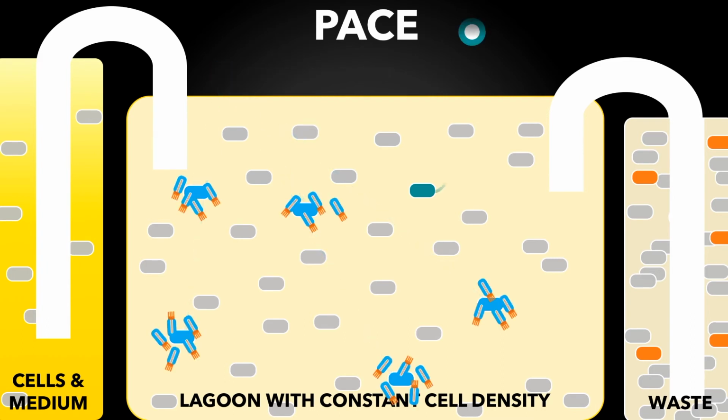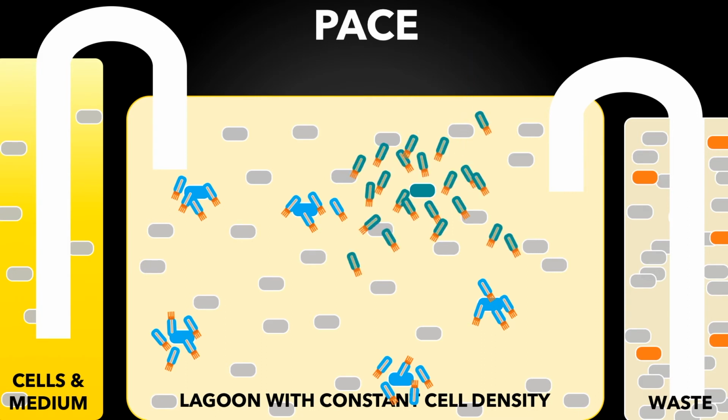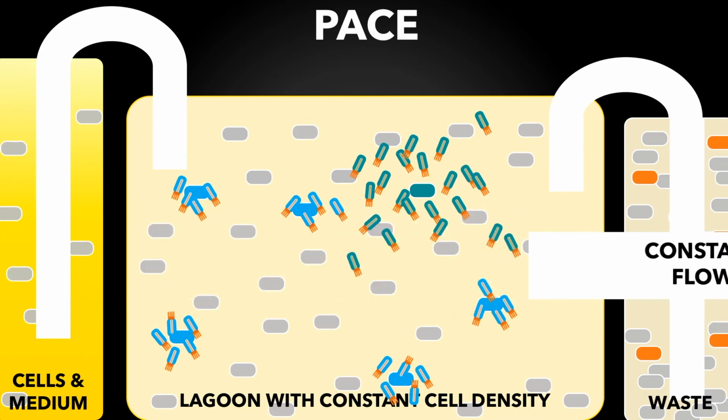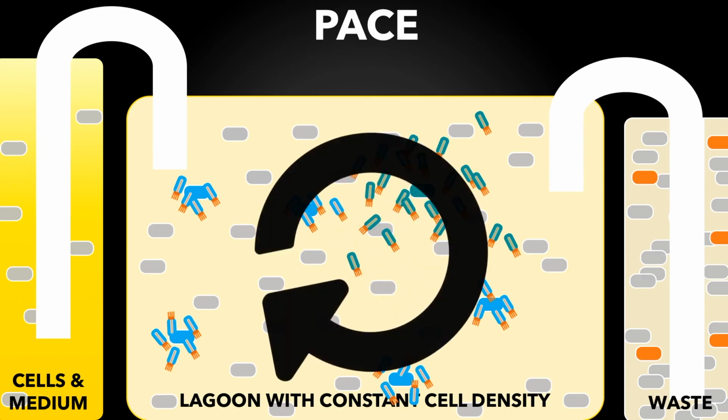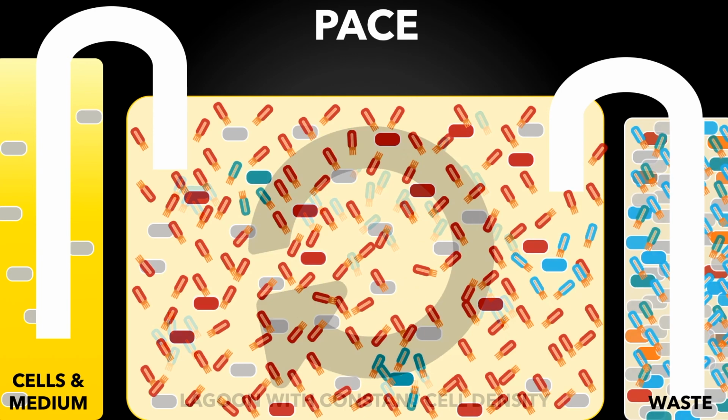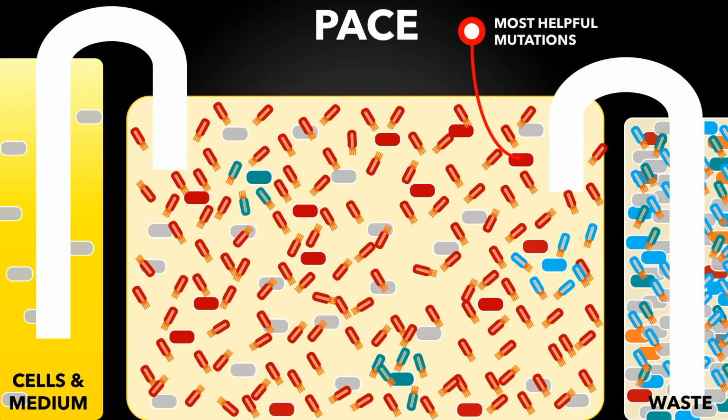Nevertheless, new phage variants, shown in green, develop with even more helpful mutations and thereby can reproduce even faster. If you keep the constant outflow in mind, it is easy to imagine that over time only those phages stay in the pot that reproduce faster than the others. At the end, in maturity, the variant with the most helpful mutations stays, represented by the red phage. Worse phage variants are mostly washed out into the waste pot and are only barely present in the lagoon.